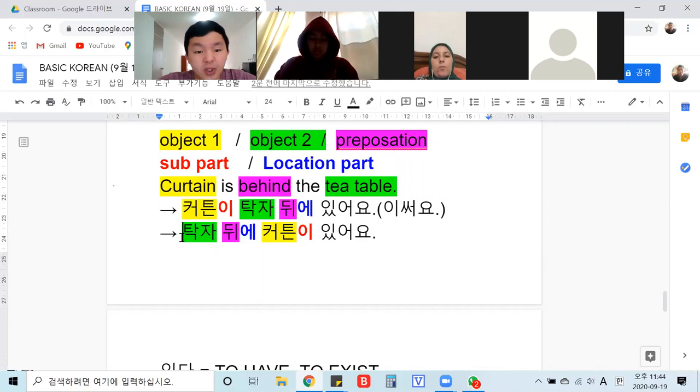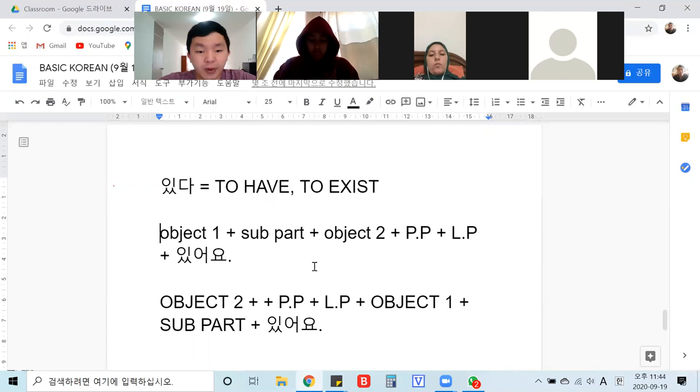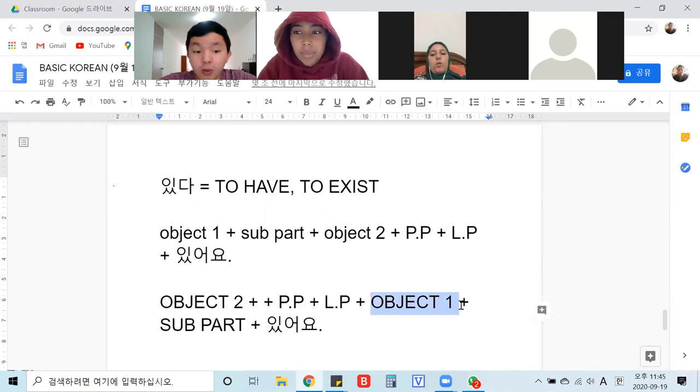But if you start with the green object two, continue with the preposition, the location particle, and then say the object you're trying to explain. After that comes the subject particle, so make sure to put the subject particle, and finish with 있어요. This is what you learned in the previous class. I wrote two different forms here for the order, so try to check them. Object one, subject particle, object two, PP is preposition, LP is location particle, and finish with 있어요. Another form: object two, preposition, location particle, object one, subject particle, and finish with 있어요.